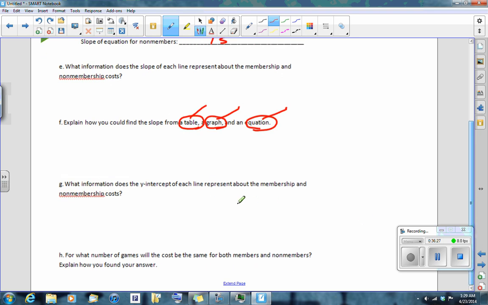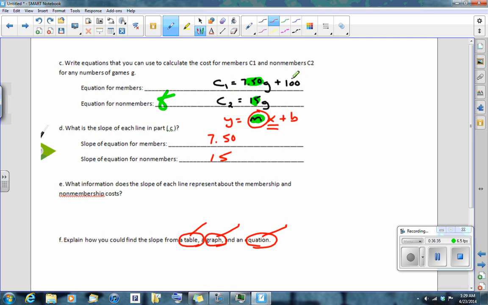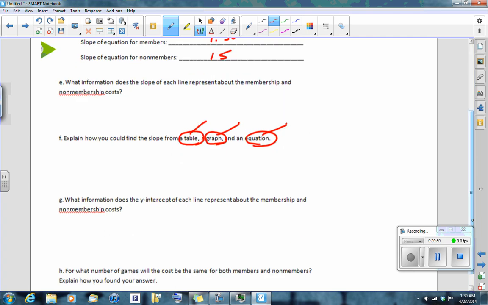What does the y-intercept of each line represent about the membership and non-membership costs? Remember, the y-intercept is representing like the head start. In this case it's the extra fee that they have to pay if you're a member. So in terms of cost, they start off with a cost of 100 versus the non-members who do not.